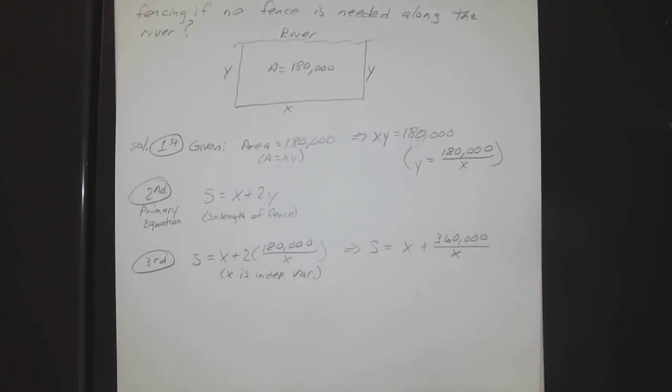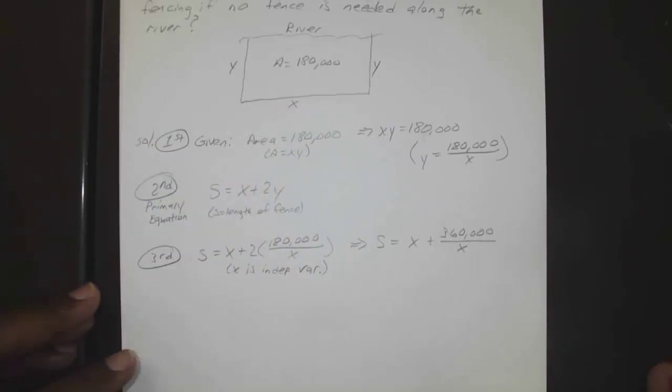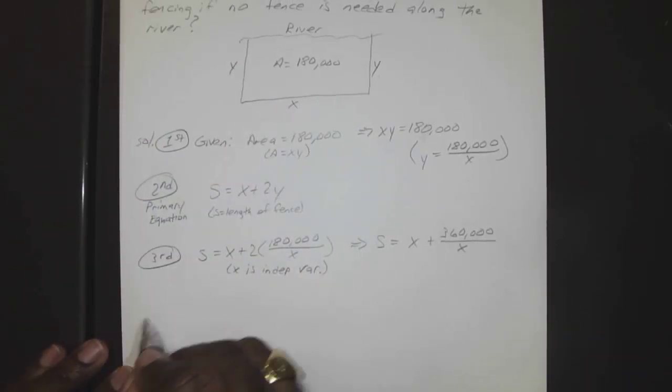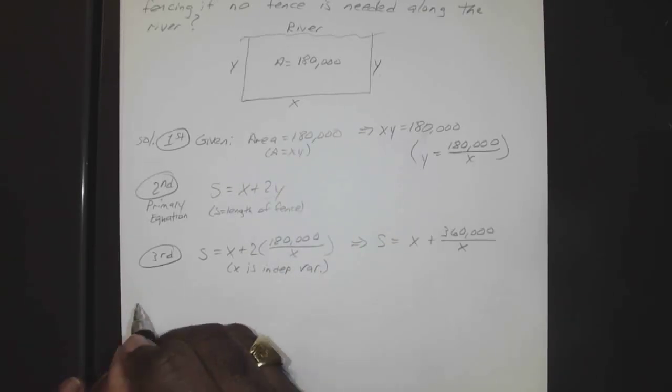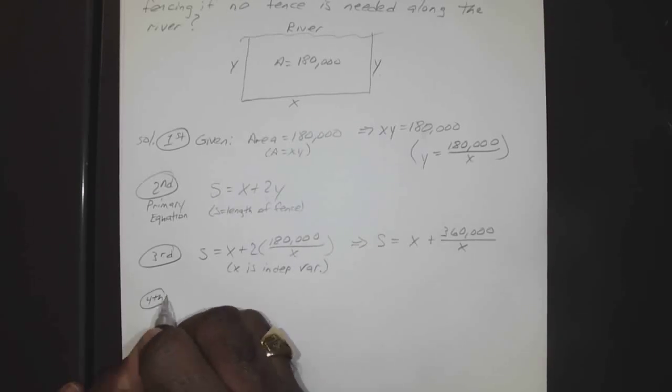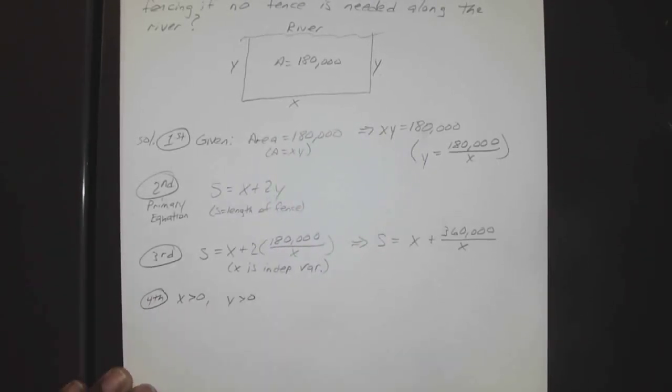Okay, so now we want to find our maximum and minimum value, which means we have to find where the first derivative is equal to 0. And that's the fourth step. Nope, fourth step is the domain. Our domain, we know that x and y are greater than 0. Like I said, we don't always have to put the fourth step, but I'll do it anyway. So x is greater than 0, and y is greater than 0.